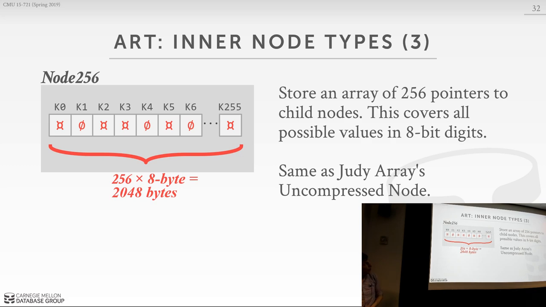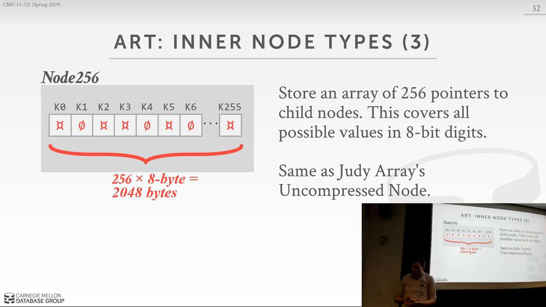All right, so now the last node type corresponds to the uncompressed node type in the Judy array, which I didn't cover. But the basic idea is, again, just like before, I don't actually store the digits. I just have a giant array of up to 256 slots, and then I have either a null or a child pointer based on whether the digit exists at this particular node. And now it's super fast to do a lookup. I just find my position, and if it's null, I'm done. If it's a pointer, then I follow that. So it's clear what the node types are.